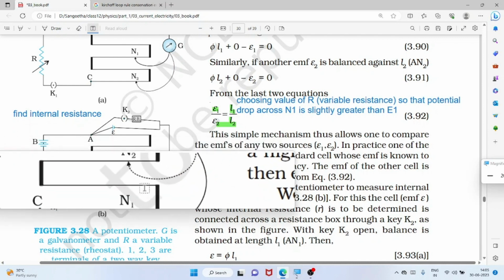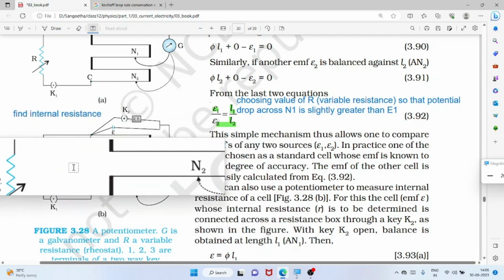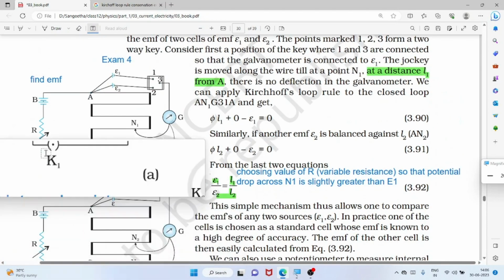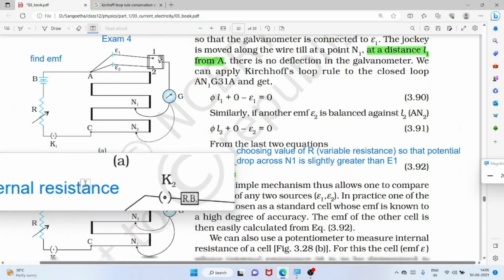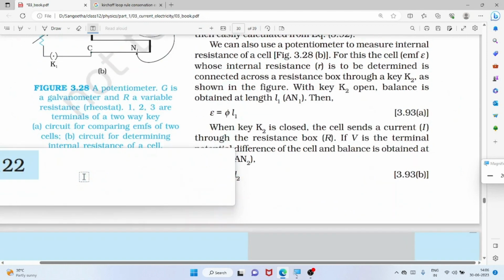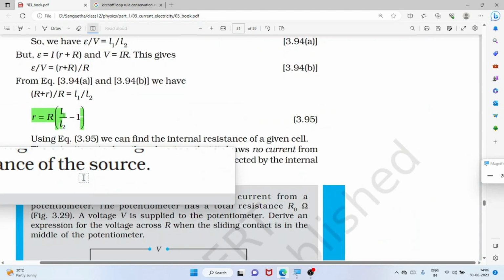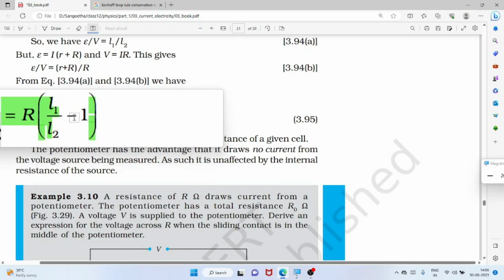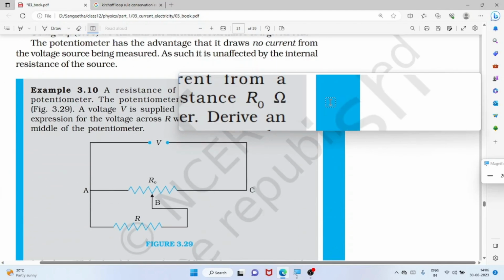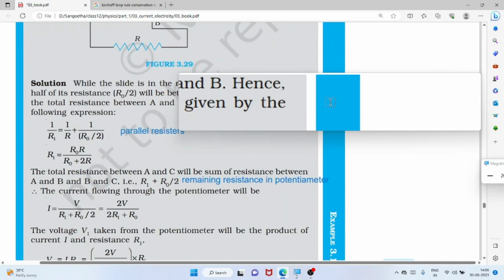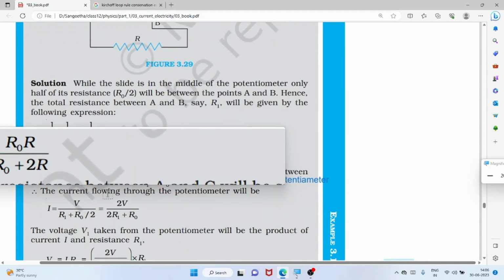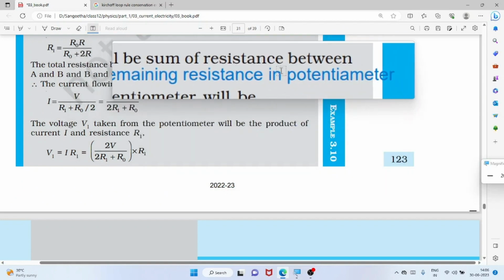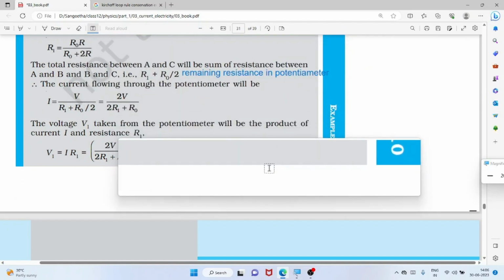This is how you find the internal resistance. This is for finding the EMF. Or internal resistance equals the variable resistance. This is a comparison. For parallel resistance, the remaining resistance of the potentiometer.